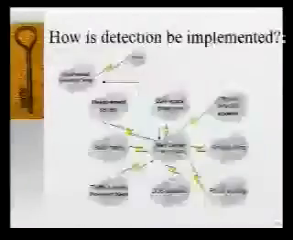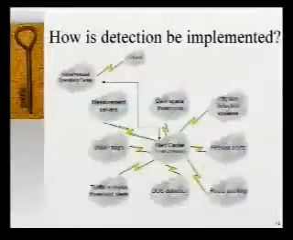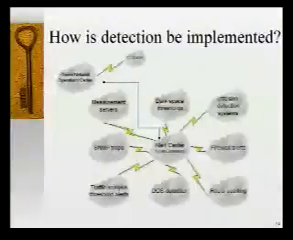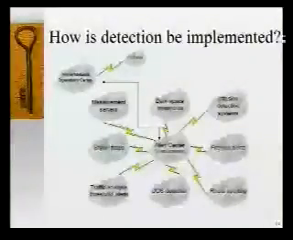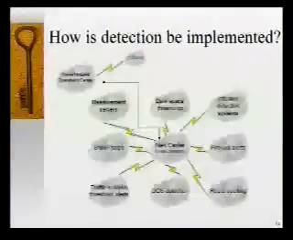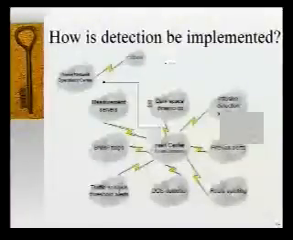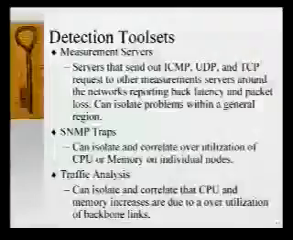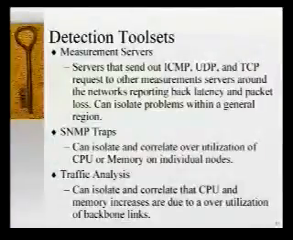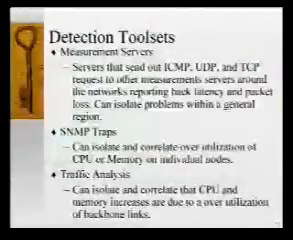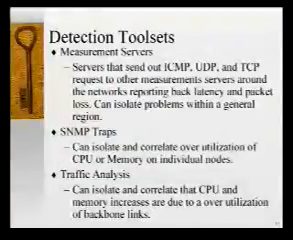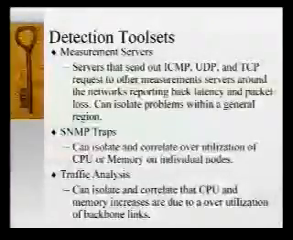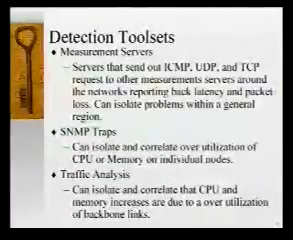And these all go into an alert center. And this is where we do some ticket correlation. And we'll go into a little bit on how this alert center, how this correlation really helps operations. So, as I mentioned, we have measurement servers. The servers send out ICMP, UDP, and TCP requests to other measurement servers around the network, report back latency. So these can isolate problems within a general region.